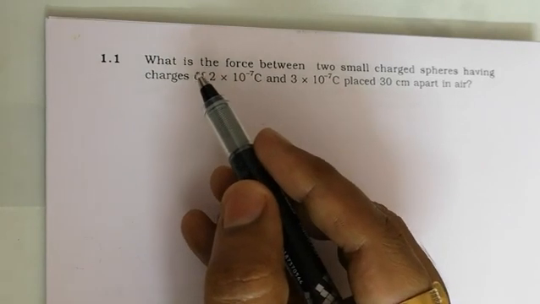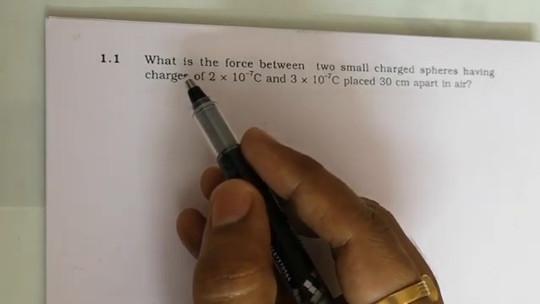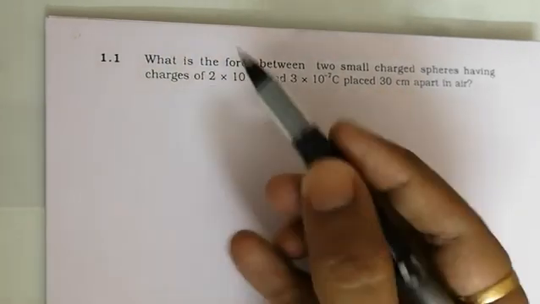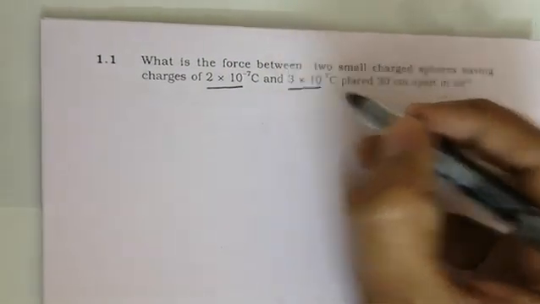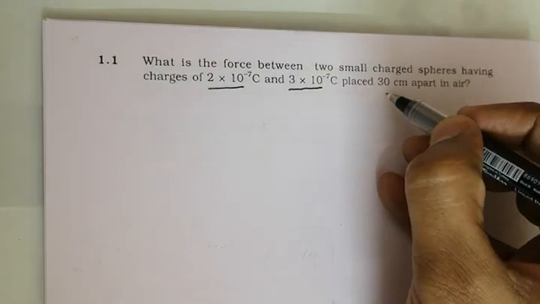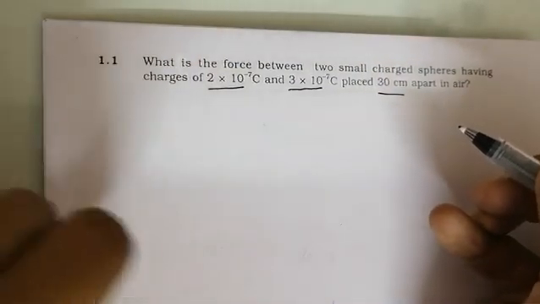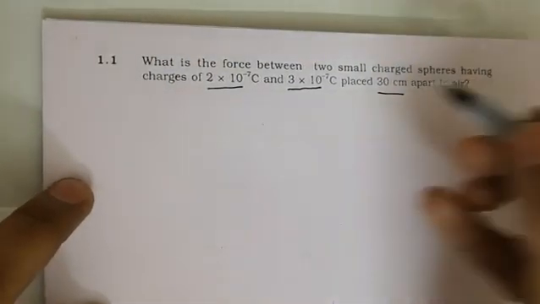What is the force between two small charges, of a sphere having charges of values 2 cross 10 to the power minus 7 coulomb and another of charge 3 cross 10 to the power minus 7 coulomb? Both are separated by a distance of 30 centimeters.